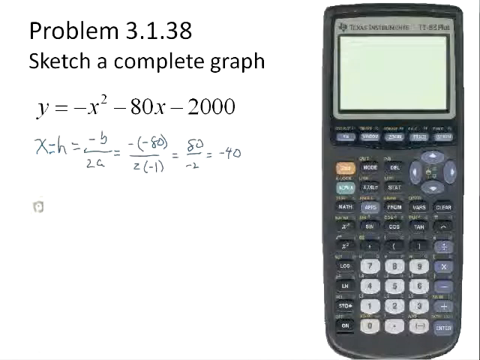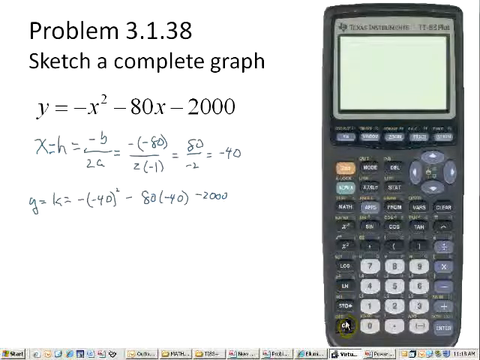That's going to be the x-coordinate. To figure out the y-coordinate, we often use the letter k for that. The y-coordinate, we're going to evaluate, so we're going to have the opposite of negative 40 squared, minus 80 times the negative 40, and then minus 2,000. This looks like a good thing to do on the calculator. So let's go over here to the calculator and compute this.